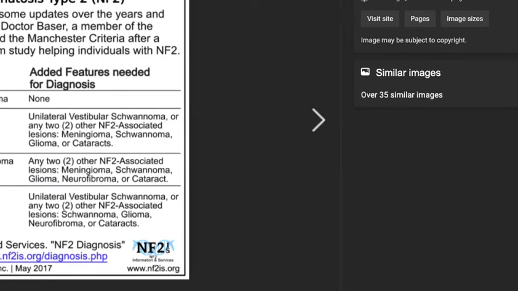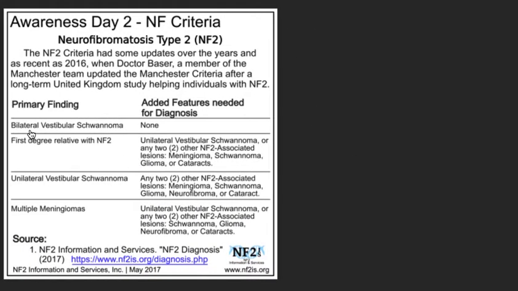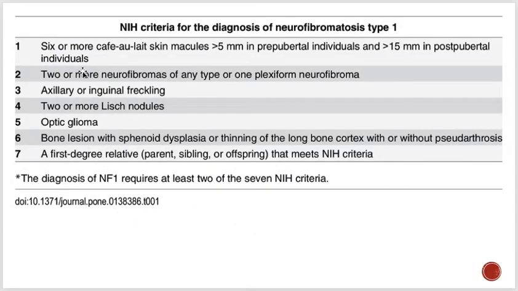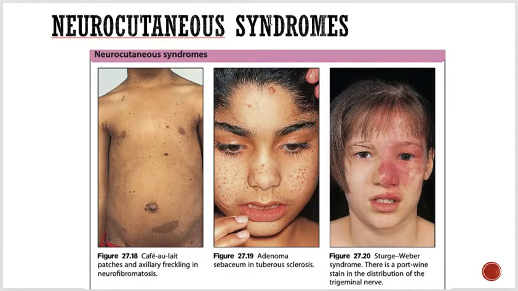So, you can see bilateral vestibular schwannomas, first degree relative with NF2, unilateral vestibular schwannoma with this thing, and multiple meningiomas with unilateral vestibular schwannomas or any two other NF2 features like schwannoma, glioma, neurofibroma, or cataracts, right? So simply, guys, they have many neurological as well as skin manifestations. That's why we call it neurocutaneous syndrome.